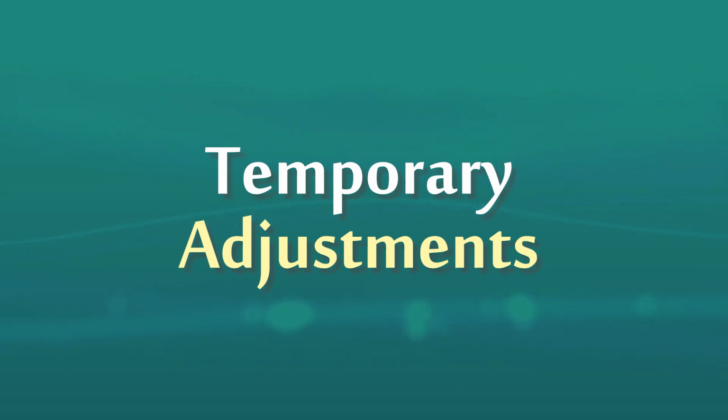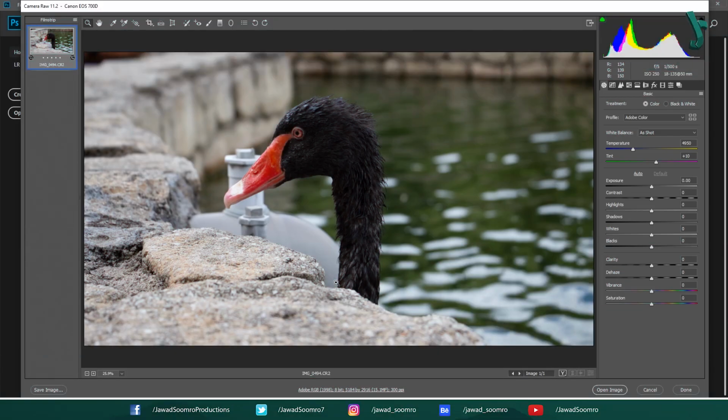Temporary adjustments. These adjustments are temporary and don't permanently change the raw data. It's like telling a photo printer your desired settings without physically altering the original negative.